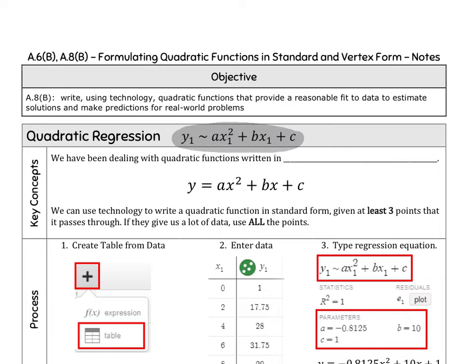What do y'all notice about this that I'm highlighting? What do you notice about it? Squiggly line. It's got the squiggly line. What else had the squiggly line that we had been working on? Yeah, so we had a linear equation, y1 squiggly line mx1 plus b. We had an exponential equation, y1 squiggly line a b to the x1 power.